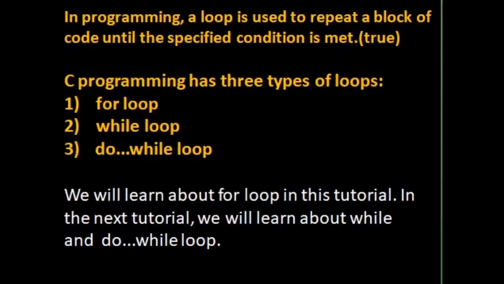In programming, a loop is used to repeat a block of code until the specified condition is met. ये तब तक करेगा जब तक इसका कंडीशन स्पेसिफाइली सेटिस्फाई नहीं होगा. तो यहाँ पे क्या है, यहाँ पे 3 loops are there: for loop, while loop and do while loop. So we will learn about it in detail.